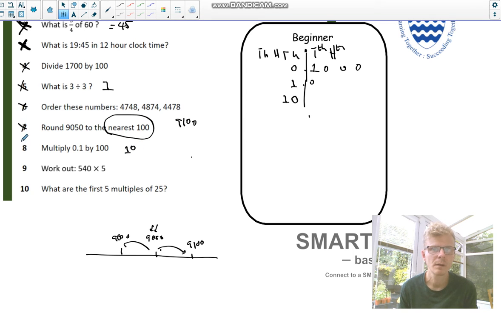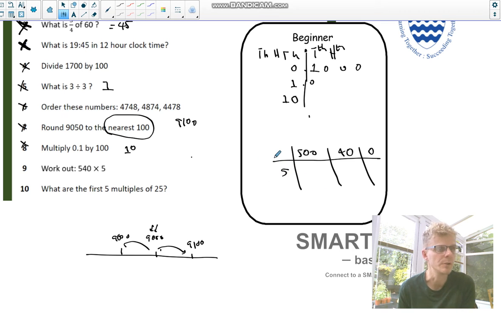Okay, work out 540 times 5. So lots of ways to do this. Maybe I'll do it a slightly different way. So sometimes you may have learned this method, which is the grid method. So what we do is we break our numbers up into their hundreds, tens and units. We have 500, and then we have 40, and then we have no units, so I could put a 0 there. So I've got the 500 there, and I've got the 40 there, which is the breaking up of this number here. And then I just have 5 in the units.